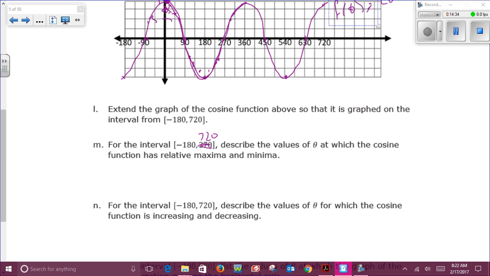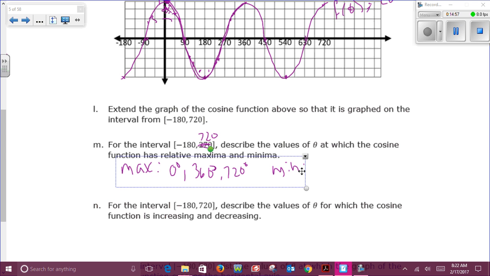Describe the values of theta from negative 180 to 720 for which the cosine function is the relative maximum or minimum. So we're looking for maxes. My high points are at 0 degrees and at 360, and that would make 720 a high point. My minimums are my low points, and in this case that'd be negative 180, 180, and 540.